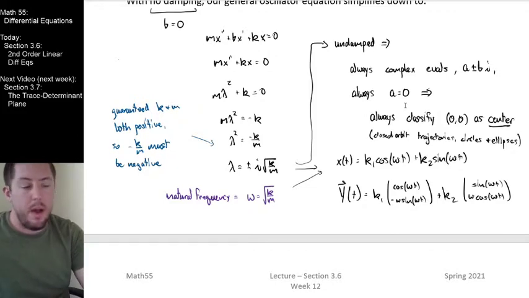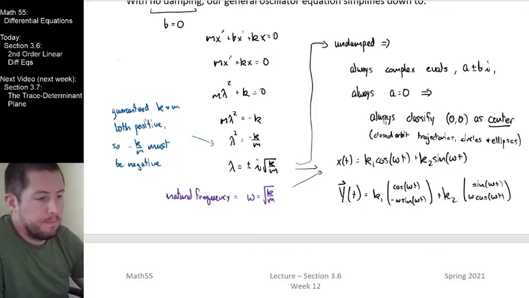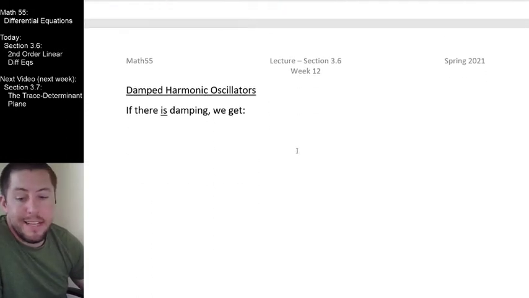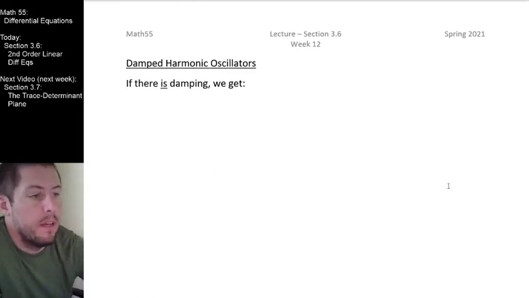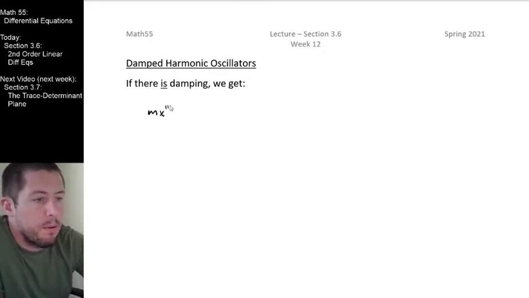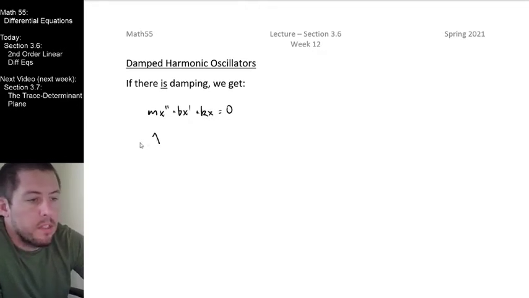Now let's go ahead and see what happens if there is damping. So if there is damping, what's going to end up happening? Well, we saw that we have our general equation of m x double prime plus b x prime plus k x equals 0. That's going to lead us to our, why can't I just write the m first? All right, there we go.